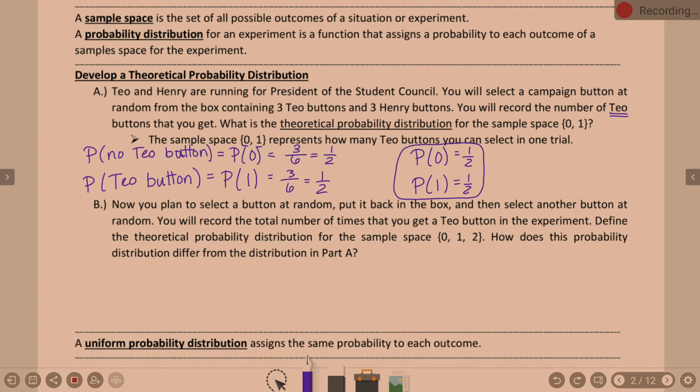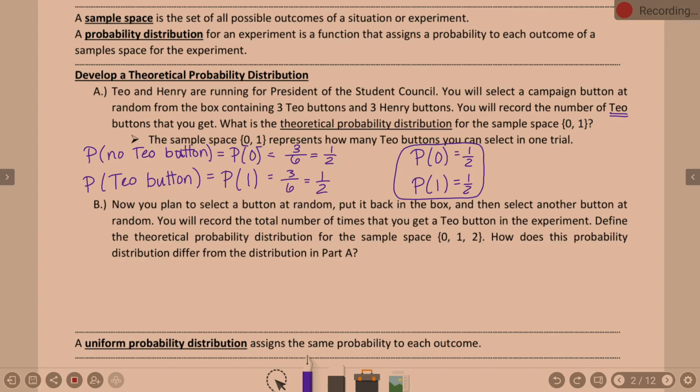Now, B, we're going to change it up a little bit. Now you plan to select a button at random, put it back in the box, and then select another button at random. Okay? You'll record the total number of times you get a Tio button in the experiment. Define the theoretical probability distribution for the sample space 0, 1, 2. How does this probability distribution differ from the distribution in part A?